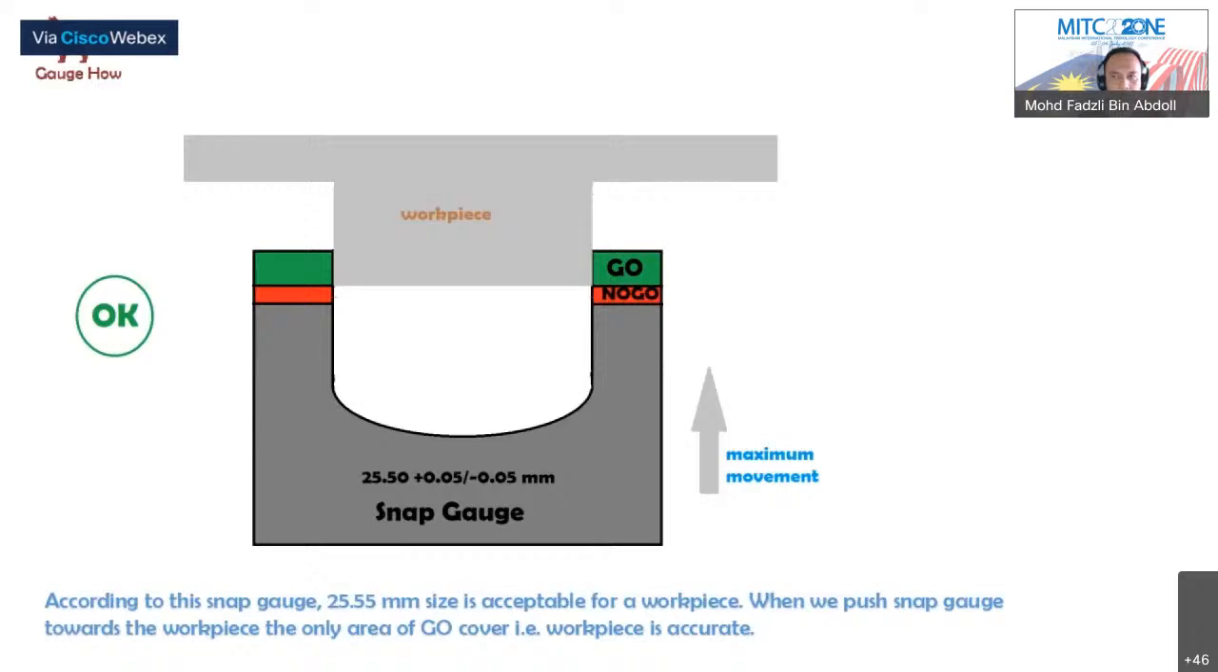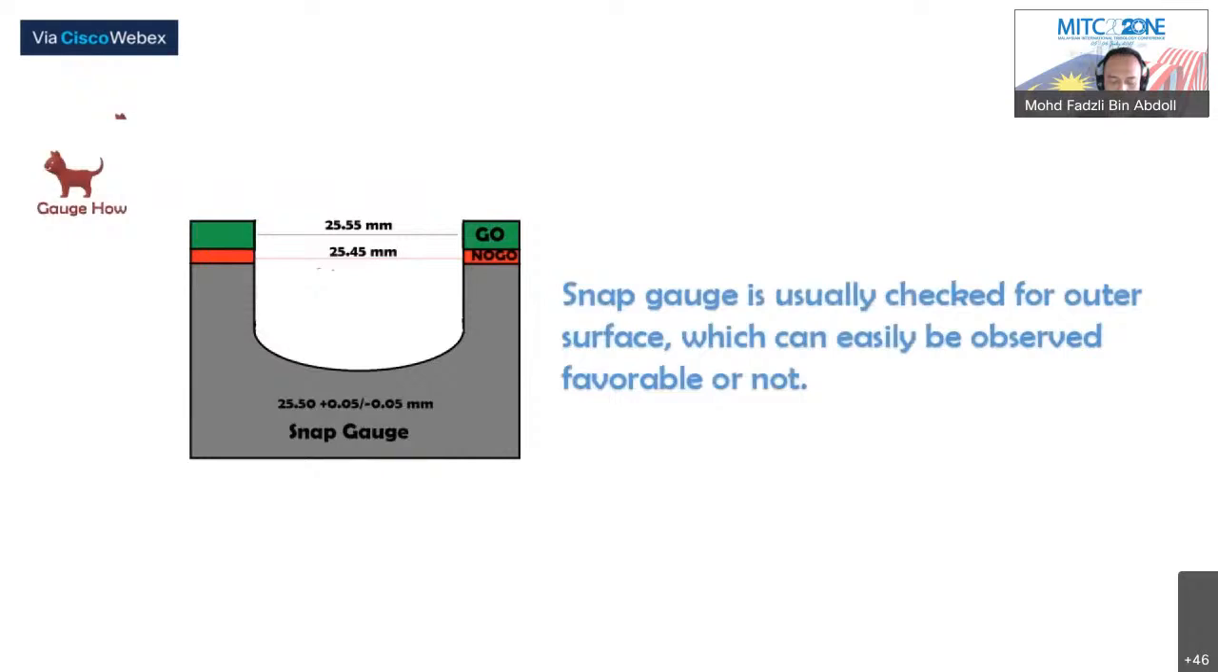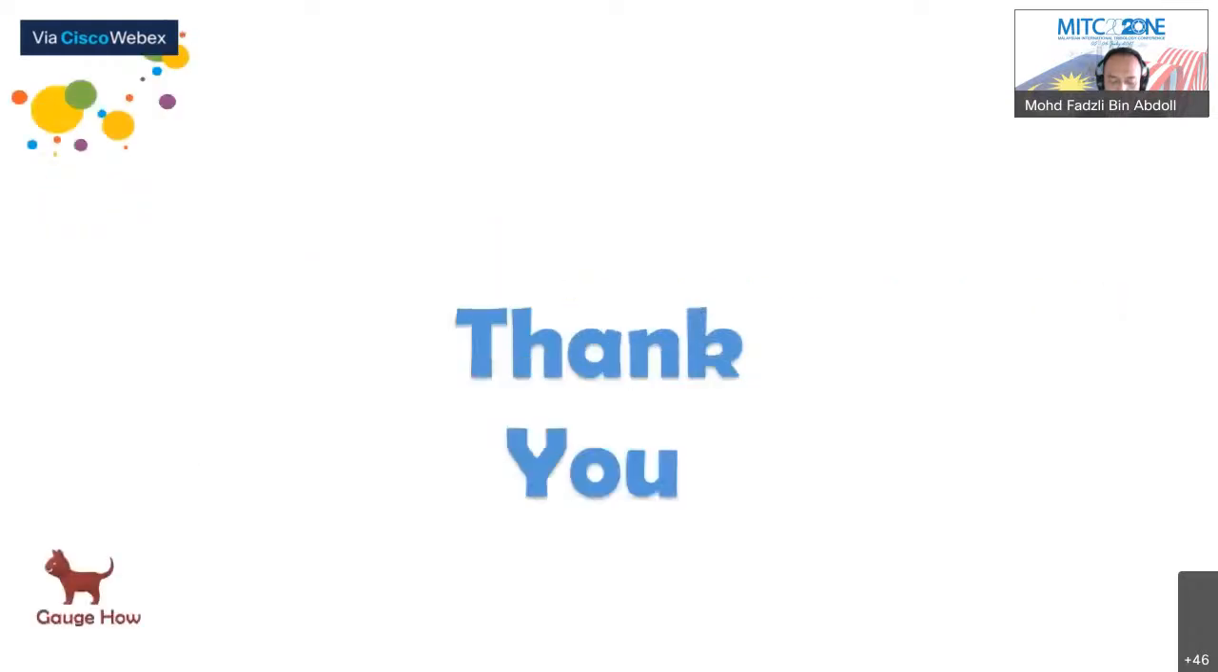When we push a snap gauge towards the workpiece, if only the go area is covered, the workpiece is accurate. If the snap gauge is able to move till the no-go area, that means the workpiece is undersized. A snap gauge is usually used to check the outer surface, which can easily be observed as favorable or not.